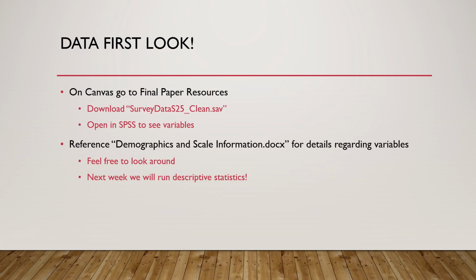All right, so I told you it was coming. Here is your data first look. So we're going to do more with it in future weeks, but I still want to put it out there so you can start seeing the data that you have submitted for. So this is under the final paper resources folder on Canvas. Go to download survey data, s25_clean.sav. That is an SPSS file. You can open it in SPSS to see the actual data.